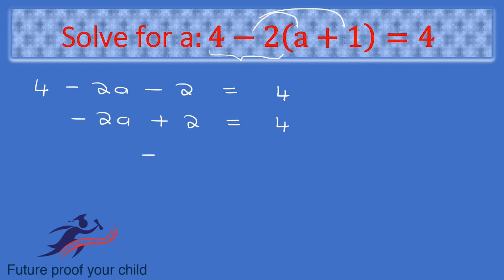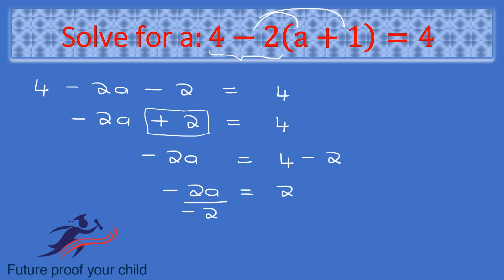So I keep my -2A. I already have a 4 over here, so I need to get rid of the +2, so I'm going to subtract 2. So I get -2A equals +2, divide both sides by -2, and then I end up with an A. Positive and a negative gives you a negative, and 2 divided by 2 is 1.